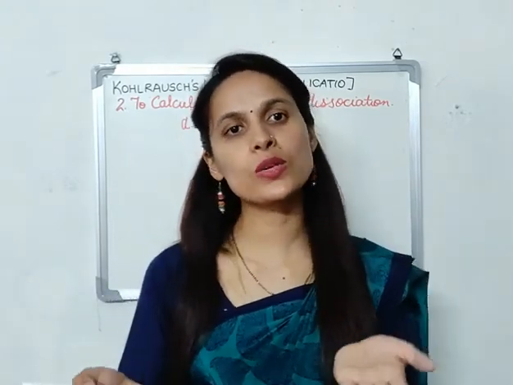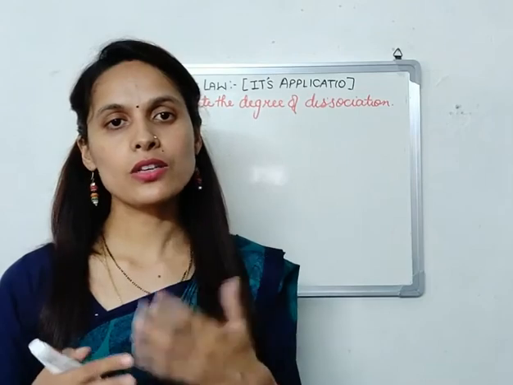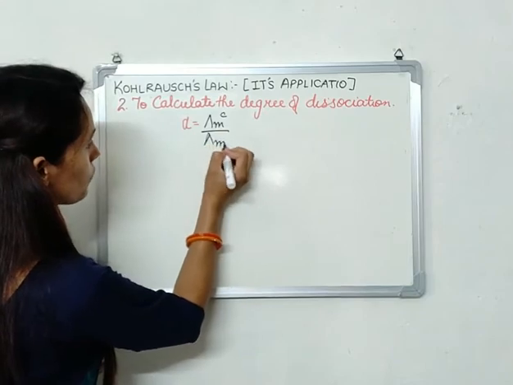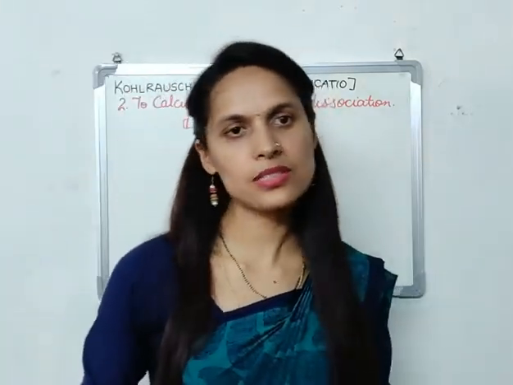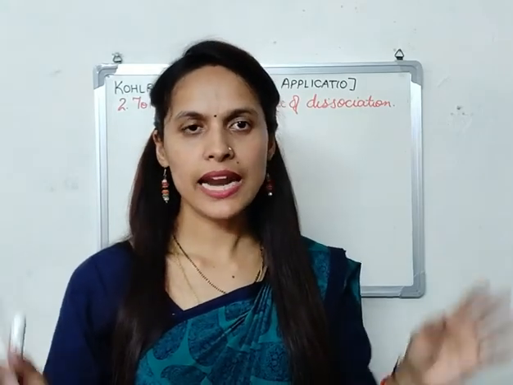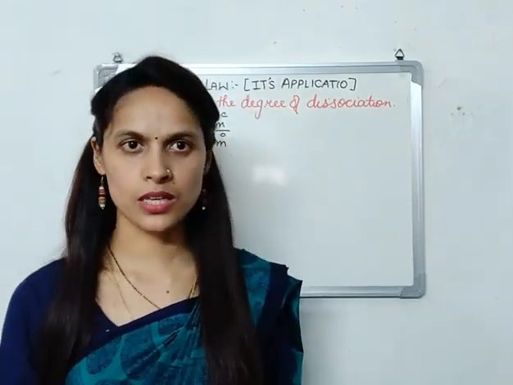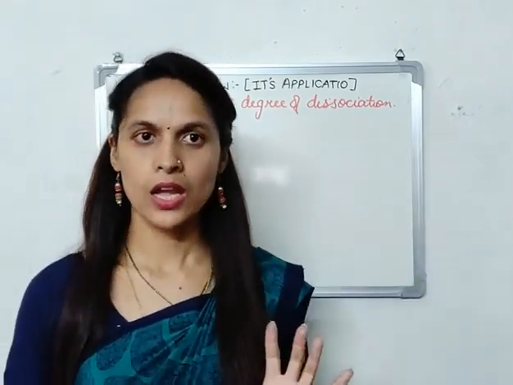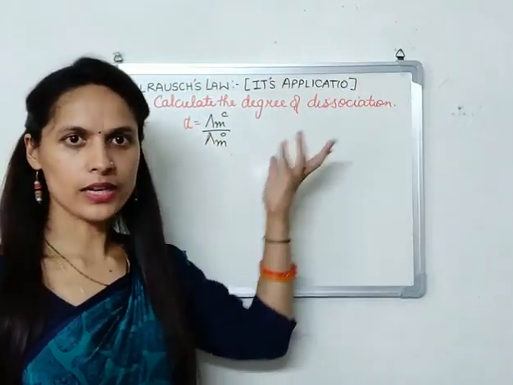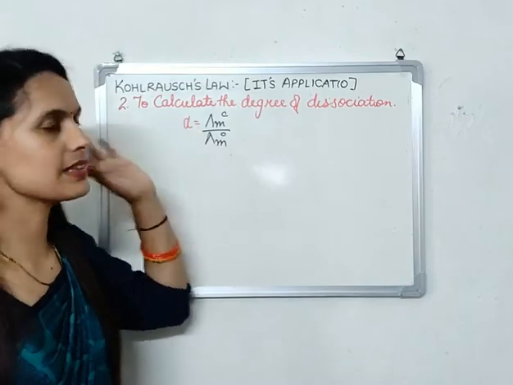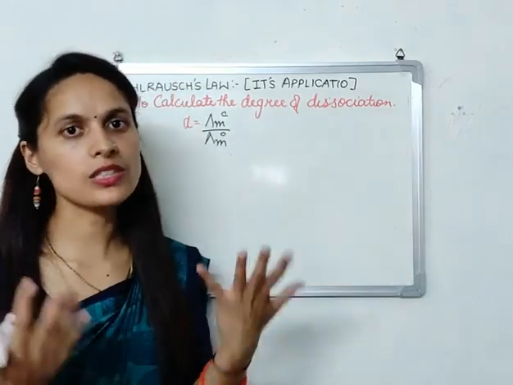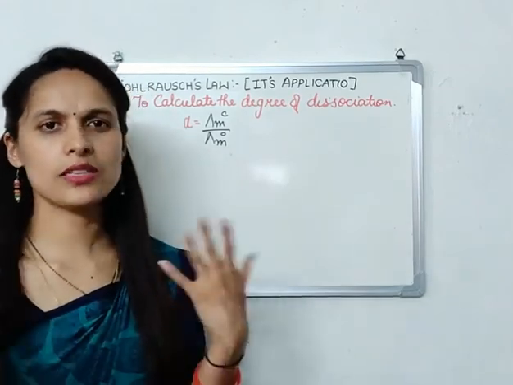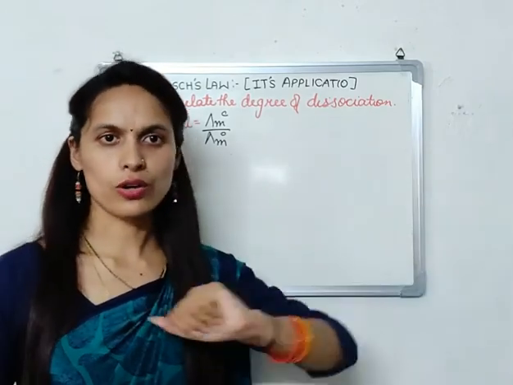But how much less than 1? We can easily calculate it through Kohlrausch's law, because our formula becomes alpha equals lambda mc divided by lambda m naught. Lambda mc we can calculate with the help of the graph, at a particular concentration. The only problem is that we can't calculate lambda m naught through the graph. So lambda m naught we calculate through Kohlrausch's law, and when we get it, we easily get the degree of dissociation, meaning how much it gets dissociated, 70%, 50%, 30%, 20%, 15%.